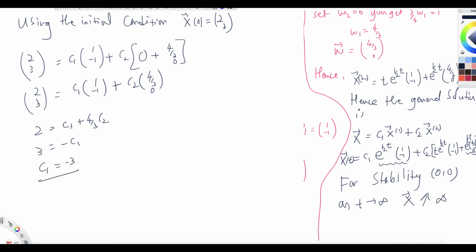And if you put that c1 equals negative 3 here, what do you get? You get 2 equals negative 3 plus 4/3 c2. So 4/3 c2 equals 5, right? So what is c2 then? c2 is 15 over 4. That's what you get.